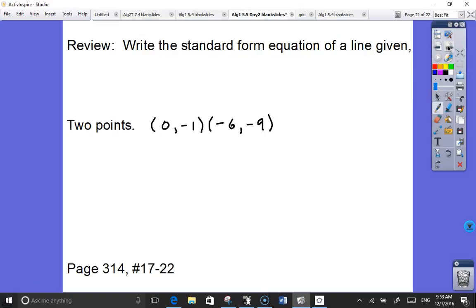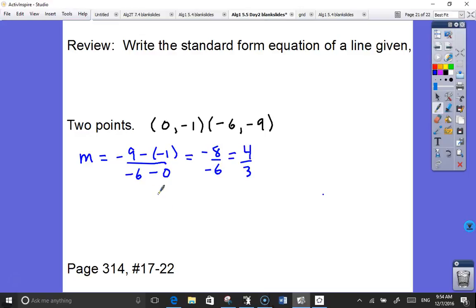What if you have to put it in standard form, and what you've been given is 2 points? Find the slope. m equals negative 9 minus negative 1 divided by negative 6 minus 0, which is negative 8 over negative 6. And again, all of this you could put in the calculator. It'll simplify all this for you. Negative 8 over negative 6 as a fraction needs to be simplified. That's 4/3.